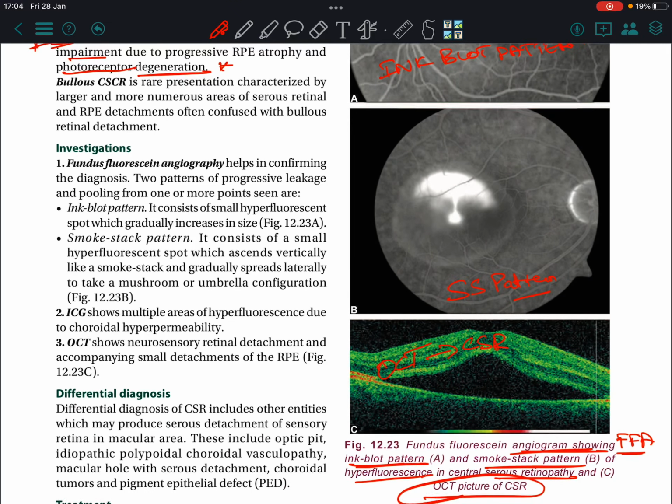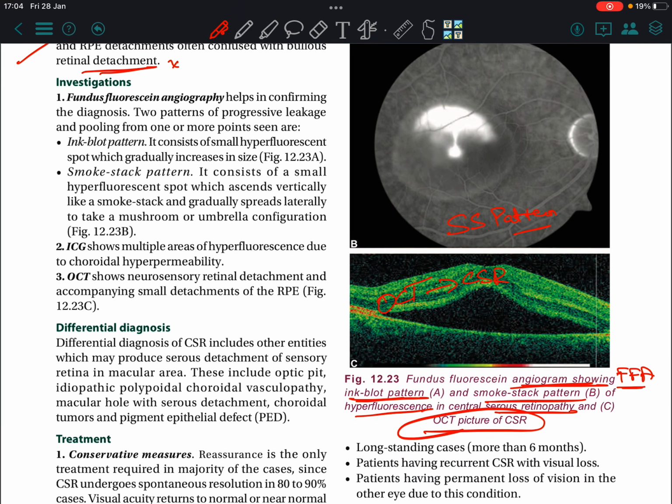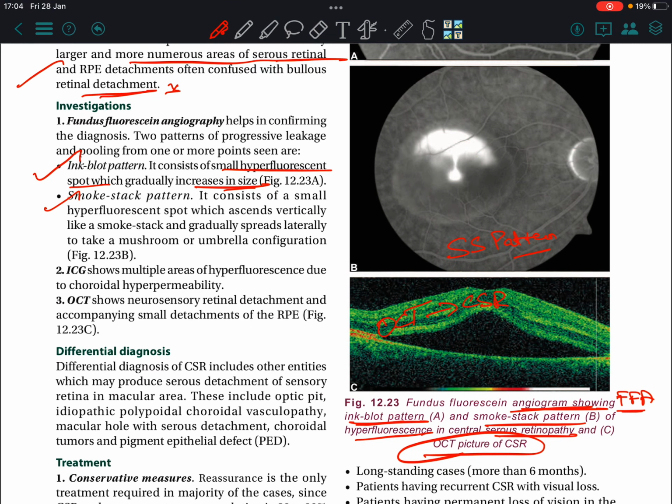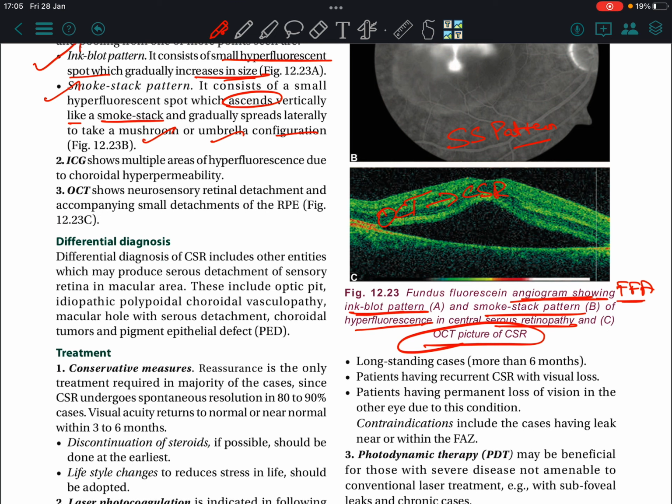Bullous CSR is a rare presentation characterized by larger, more numerous areas of serous retinal and RPE detachment, confused with bullous retinal detachment. Investigation: fundus fluorescein angiography, ink blot appearance consists of a small hyperfluorescent spot which gradually increases in size. Smokestack consists of a small hyperfluorescent spot which ascends vertically like a smokestack, gradually spreads laterally to take a mushroom umbrella configuration. ICG shows multiple areas of hyperfluorescence due to choroidal hyperpermeability.